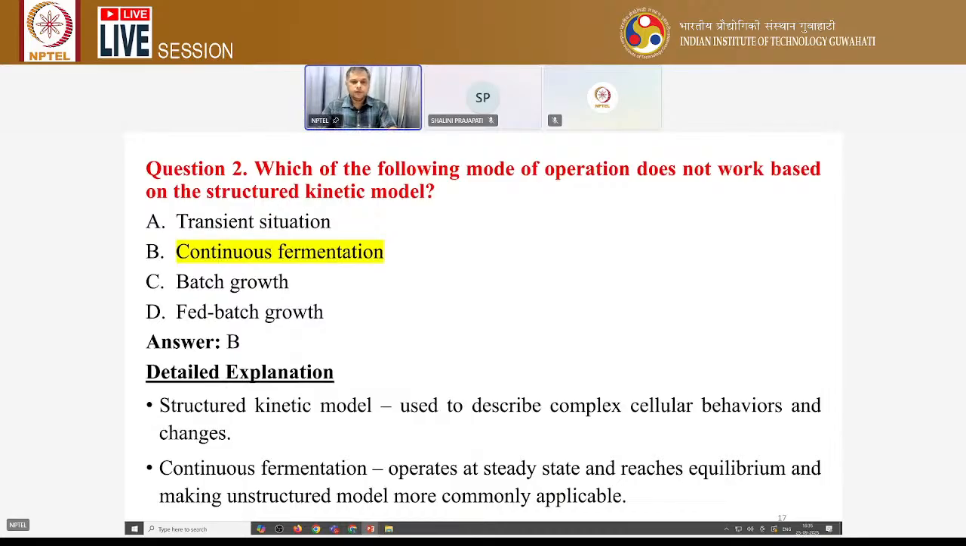Now, which one of the following modes of operation does not work based on the structured kinetic model? If I say structured kinetic model, it means we are dealing with unsteady state. If we consider transient situations, unsteady state: batch is unsteady state, fed batch is unsteady state, while continuous is steady state.